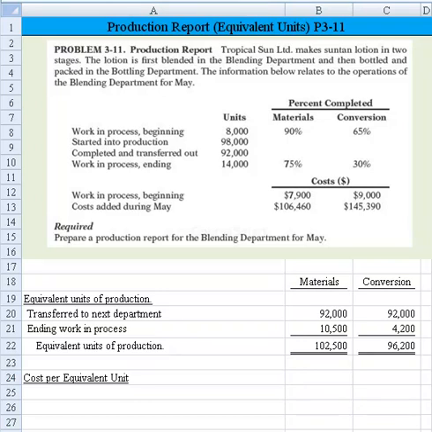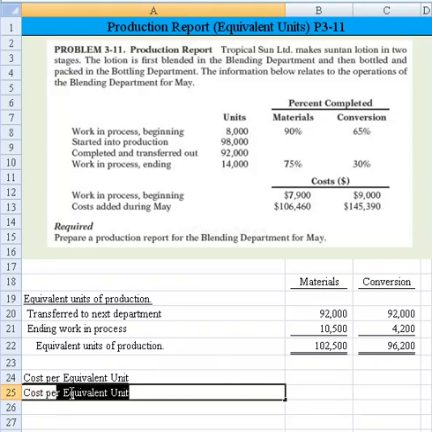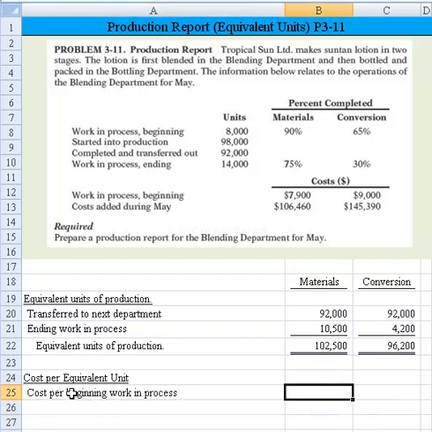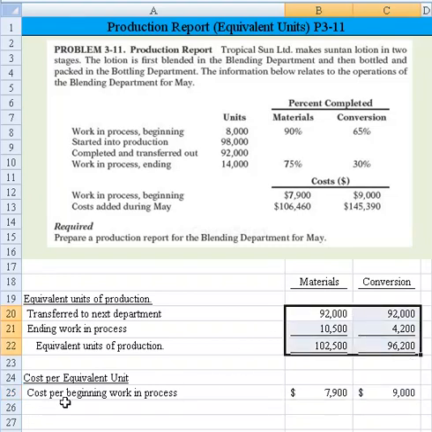Okay, now we need to work on the cost per equivalent unit. So I've slid down a little bit below, and we can tackle this one. We would enter the cost per beginning work in process. And the cost of beginning work in process is given right there, 7,900 for materials and 9,000 for conversion. So we just enter that in, right? 7,900 and 9,000, and let me enter that as a dollar sign with no decimal places, so we know that now we're dealing with dollars. Up above here we were dealing with units.